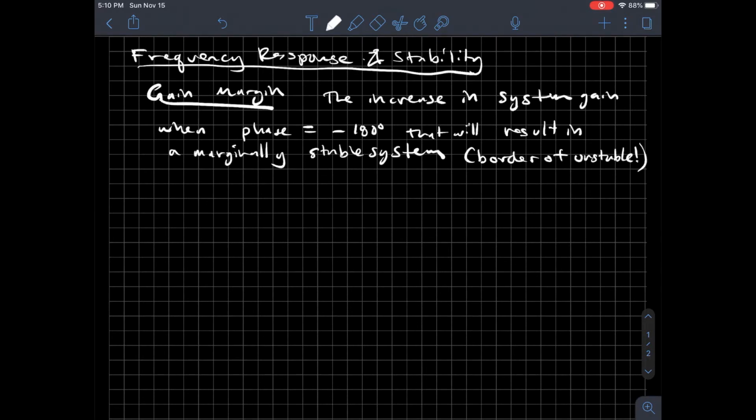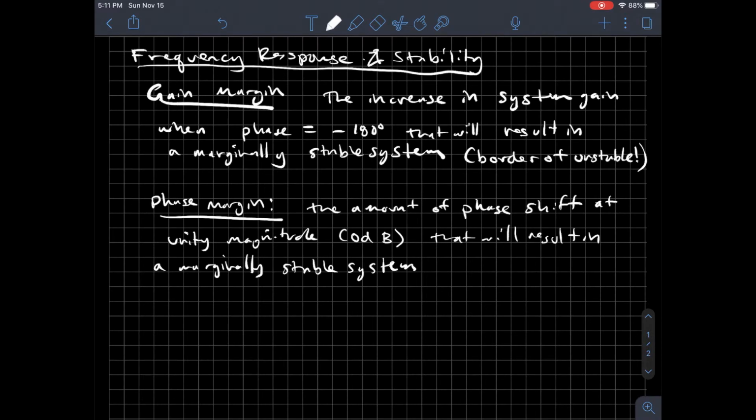The second definition is the definition of the phase margin. The phase margin is the amount of phase shift at unity magnitude, that's 0 dB, that will result in a marginally stable system. This is a great point to pause the video and write down these definitions so that way you have them in front of you.